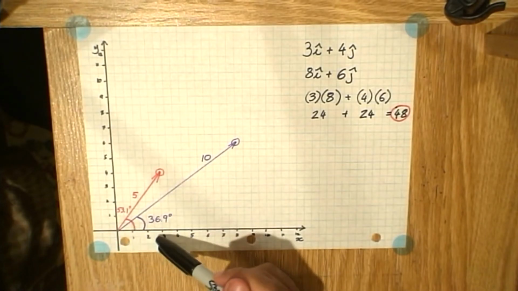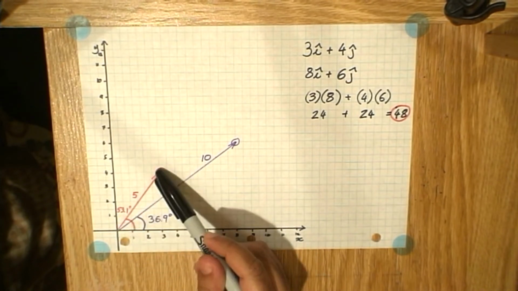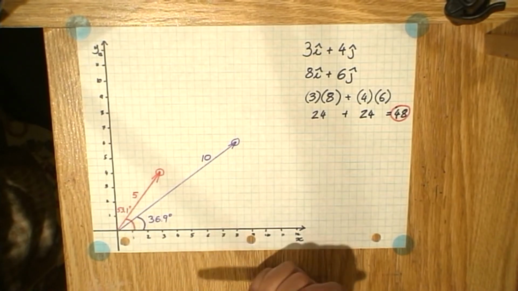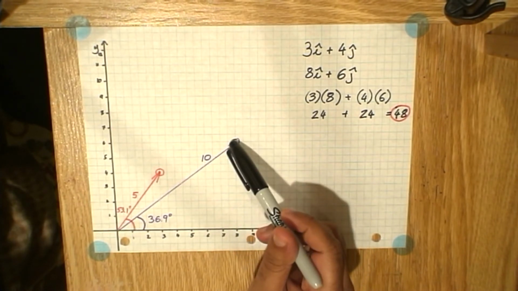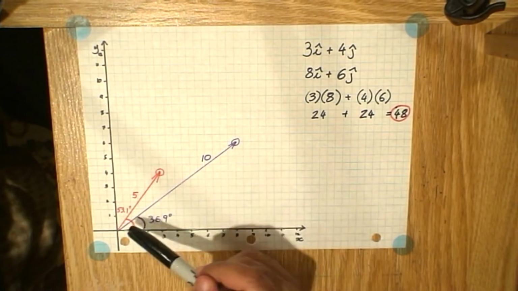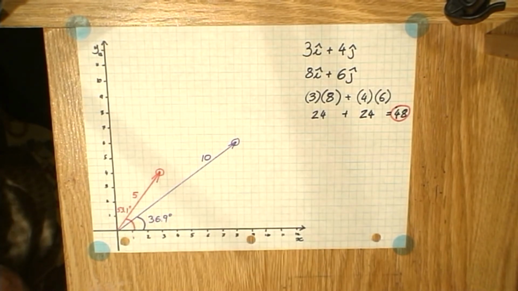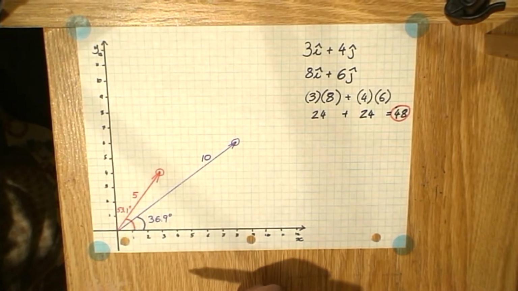The vector 3, 4 in polar would be written as 5 at an angle of 53.1 degrees, whereas the vector that is written as 8i hat plus 6j hat in polar would be written as 10 at an angle of 36.9 degrees. So now let's take a look at how we would solve for the dot product of these two in polar.